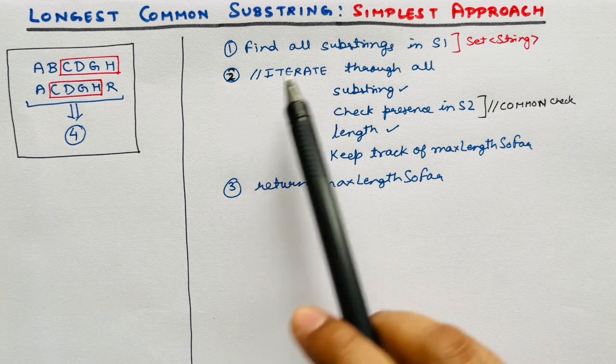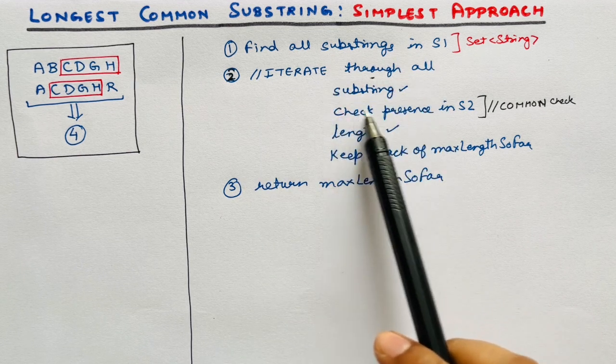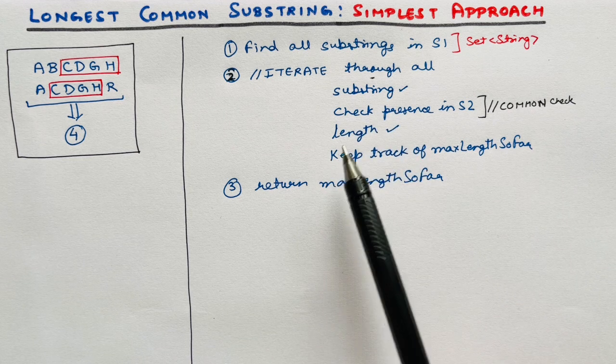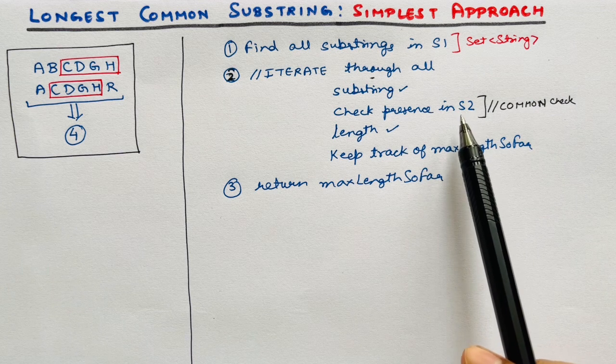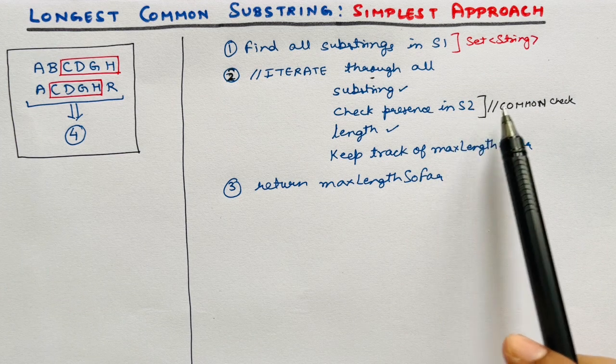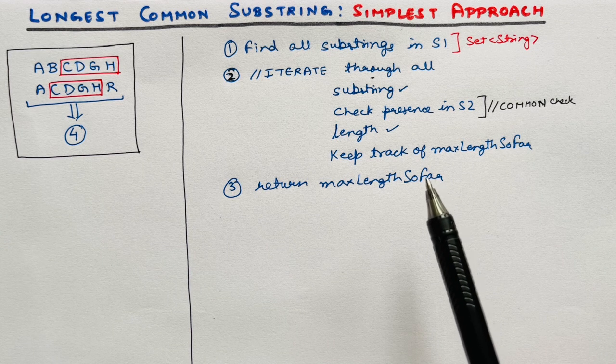So we iterate through all of these substrings. In every iteration, we have the substring under consideration. For that substring, we will check if that substring is also present in S2. If it is, then our common check is passed. Now the only thing remaining is that we have to track which one is the longest.